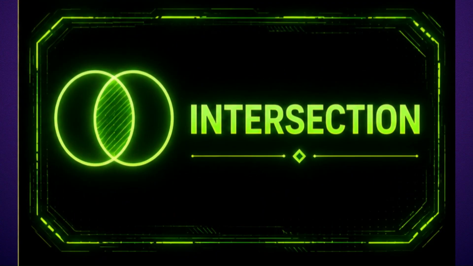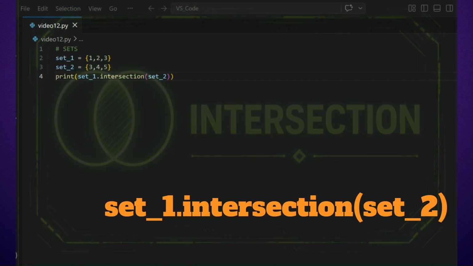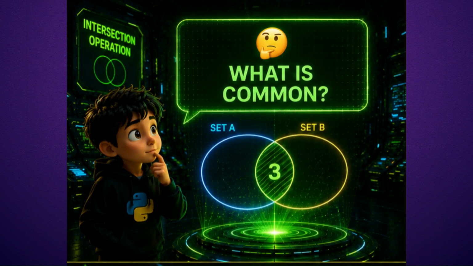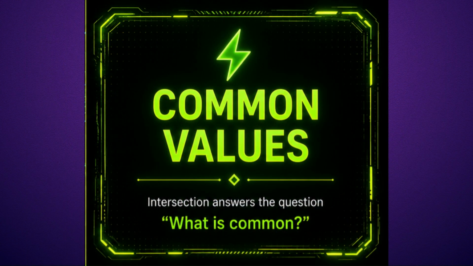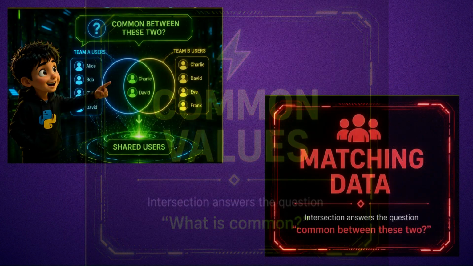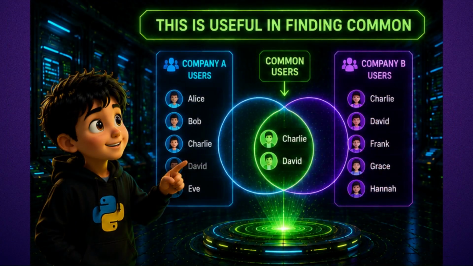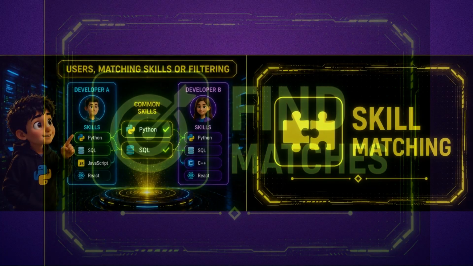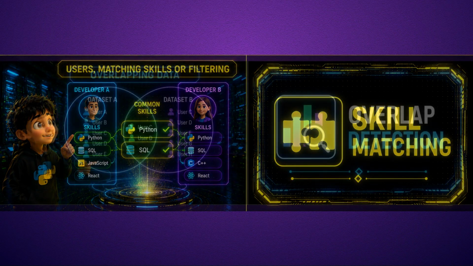Intersection. The intersection operation returns only the values that exist in both the sets. Intersection answers the question, what is common between these two? This is useful in finding common users, matching skills, or filtering overlapping data.